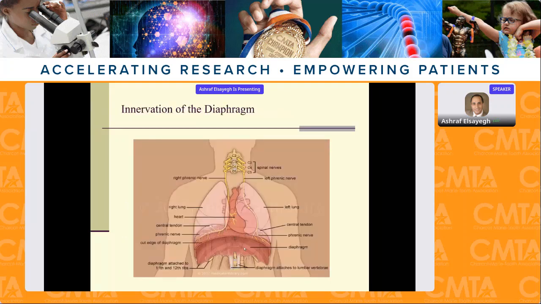Diaphragm dysfunction. I hope you guys can see my cursor, but basically we have two diaphragms, one on each side of the chest wall cavity. Each of them is innervated by the phrenic nerve, which runs inside the chest cavity, one on the right and one on the left, this yellow nerve right here.